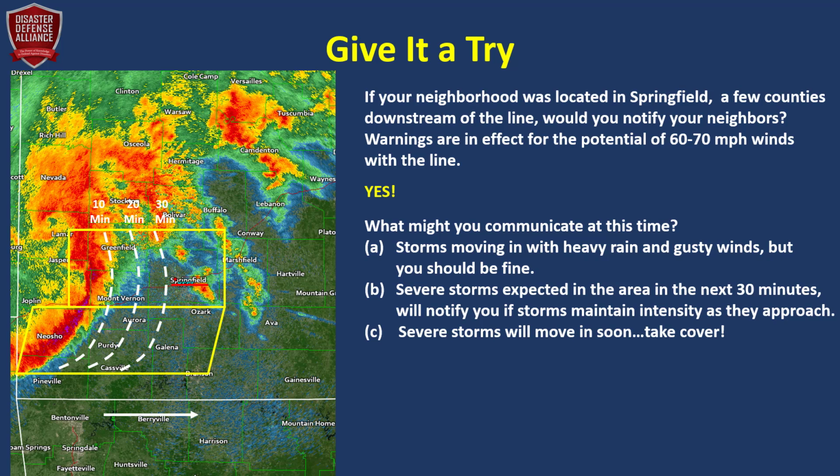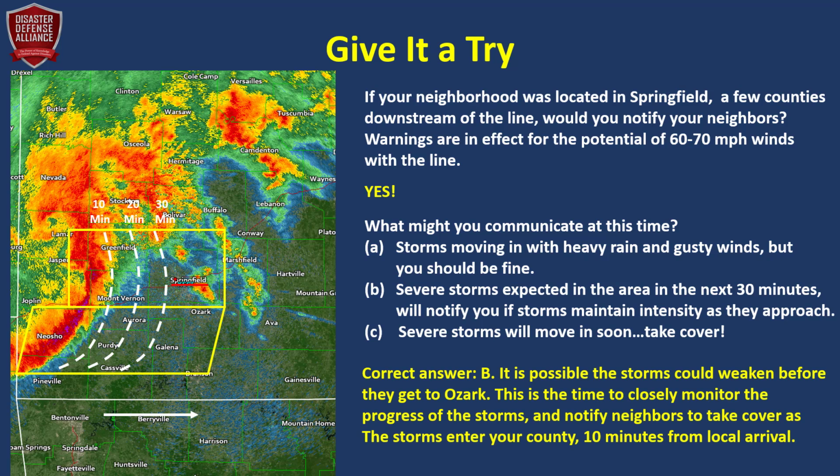Probably not yet, since the storms are still 20 to 30 minutes away, and the line could weaken before getting to Springfield. In this scenario, answer B is best, in which you closely monitor the line's progress, notifying neighbors to take cover when the line gets within 10 minutes of Springfield. Again, be careful of the delay in the radar data you see. What looks like 20 to 30 minutes away might only be 15 minutes away in real time.